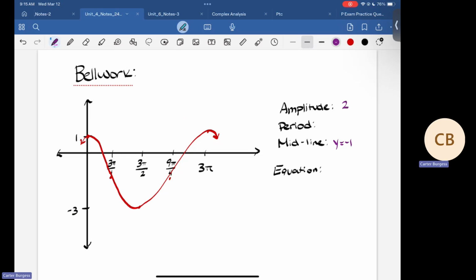All right. And then lastly, although we'll see that this is not always the case, for now, what is the period? How long does it take for me to go one full rotation around my circle? It's taking me 3 pi to go all the way around my circle.